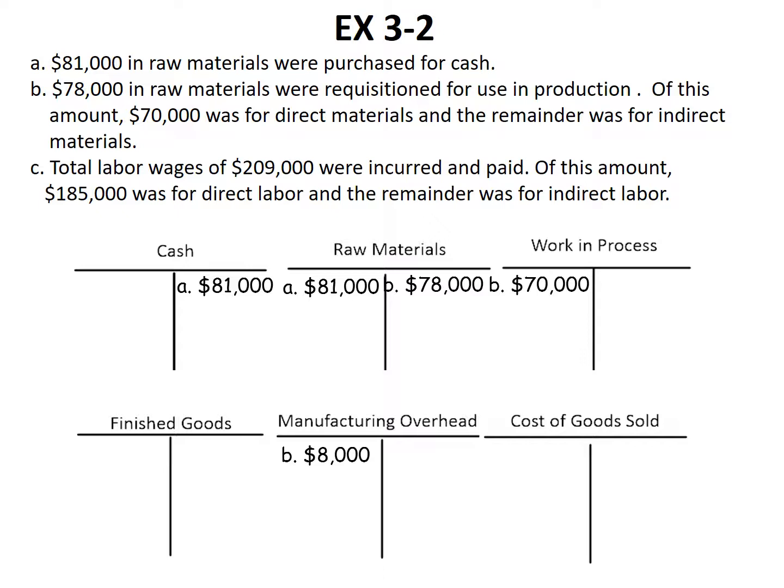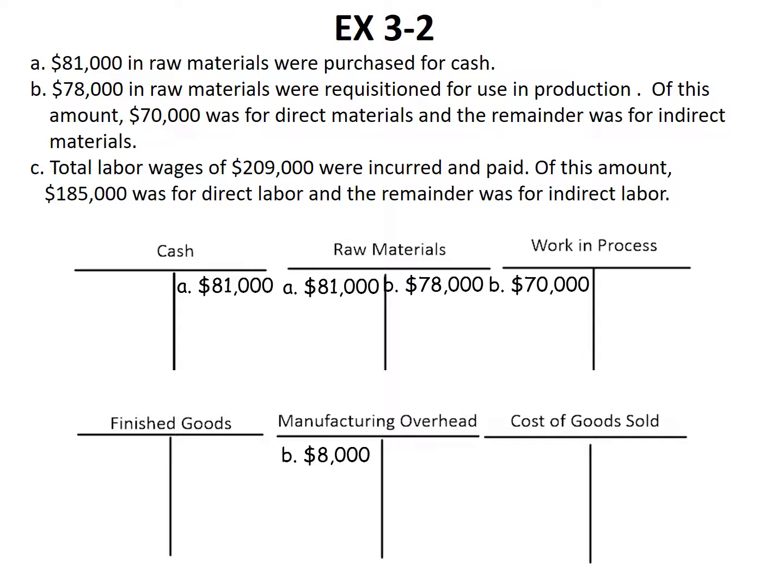Let's take a look at entry C. Total labor wages of $209,000 were incurred and paid. In other words, when we say paid, that means the wages were paid out in cash. Of this amount, $180,000 was labor attributed to direct production costs, so that amount is going to go to work in process, and the remainder, $24,000, is for indirect labor, or the use of labor for manufacturing overhead costs.